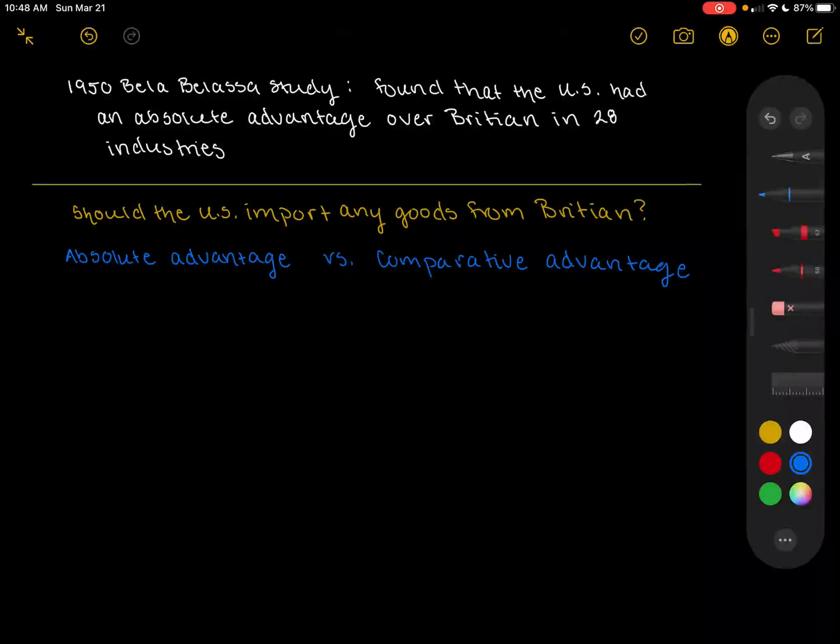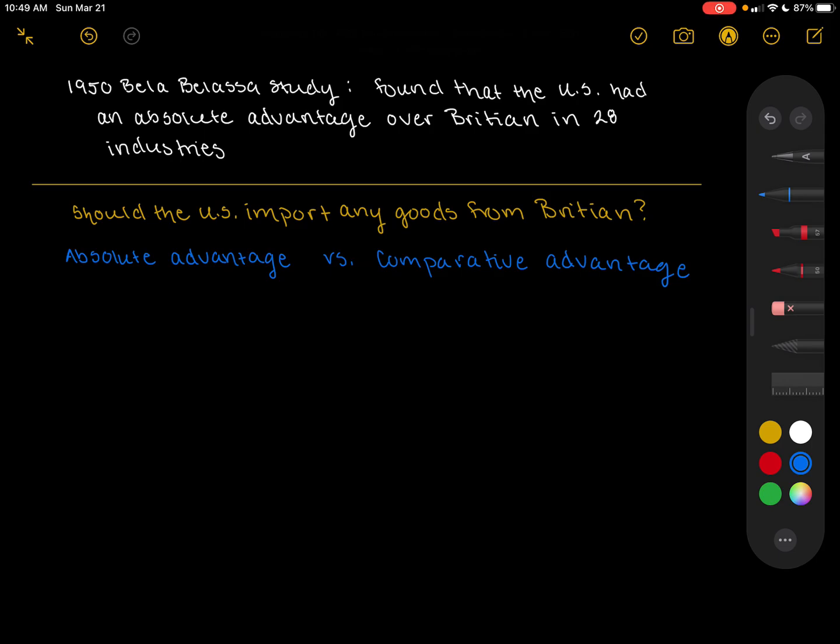Here we're taking a look at trade and how comparative advantages and absolute advantages fall into trading decisions. We're specifically given this example of a 1950 study performed by the economist Bela Balassa. What she found is that the US had an absolute advantage over Britain in 28 industries.